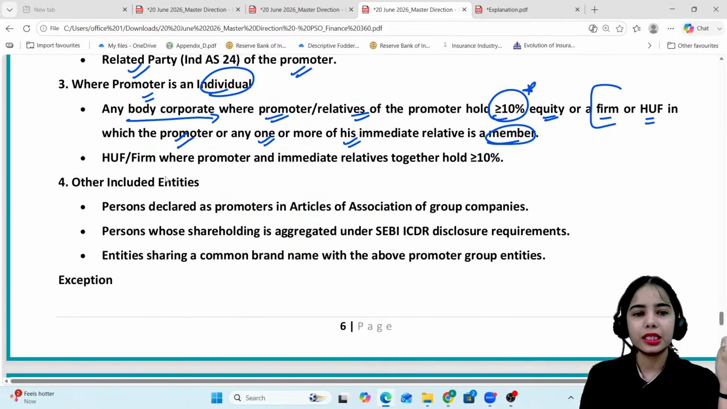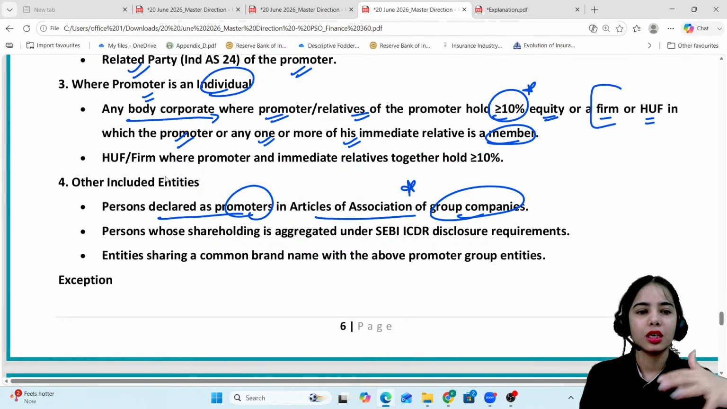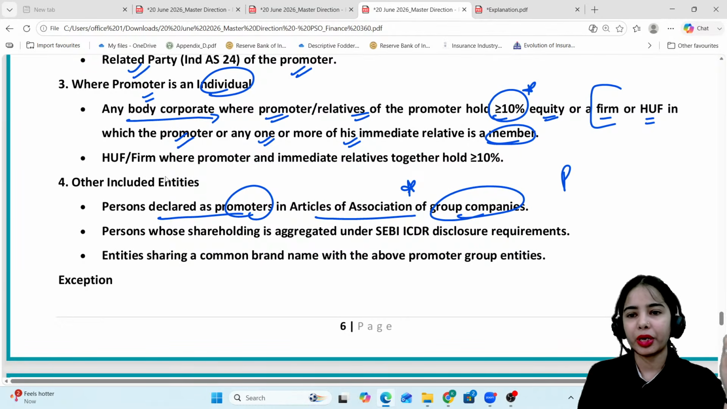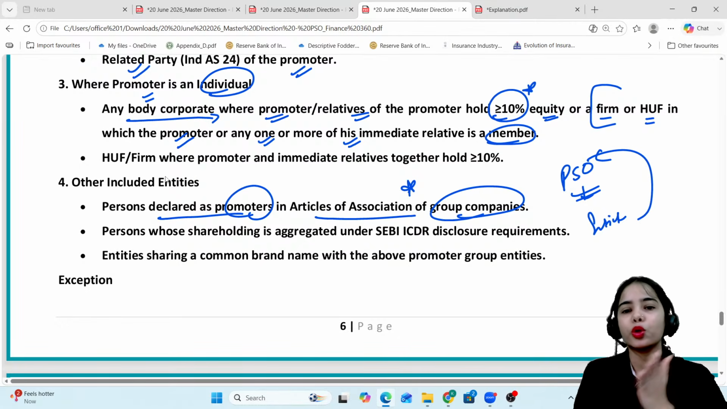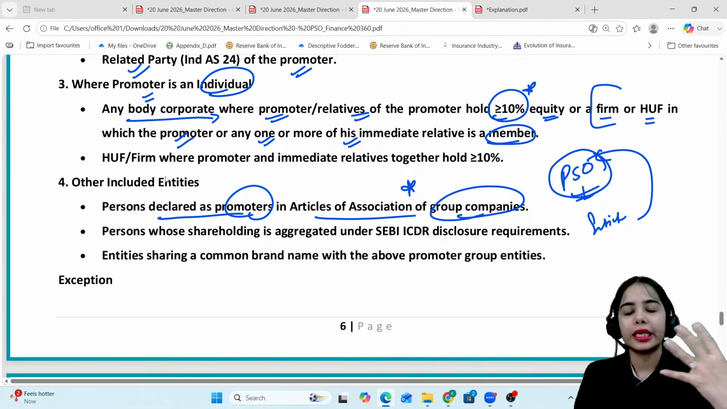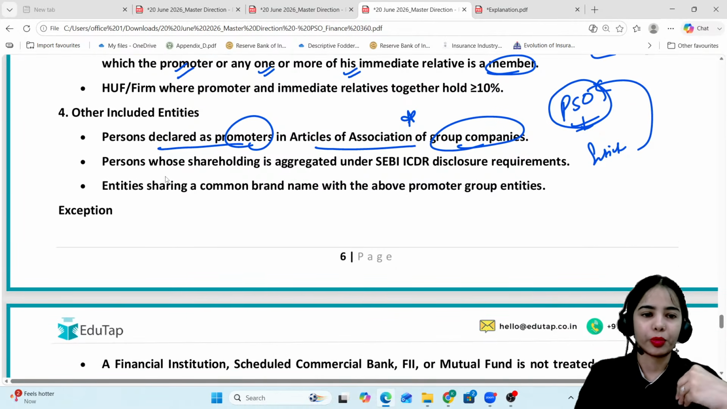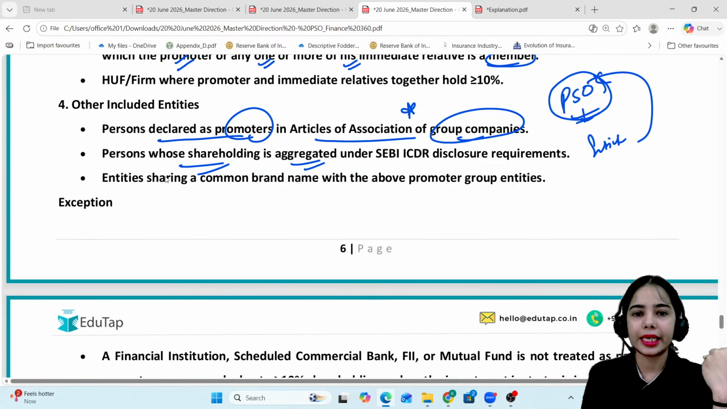Other included entities: persons declared as promoters in the articles of association of group companies. Let's say the entity that is the payment system operator has group companies. So if there are promoters in the group companies, they will be considered in the promoter group of the PSO also. Persons whose shareholding is aggregated under the SEBI disclosure requirements, or entities sharing a common brand name and such.